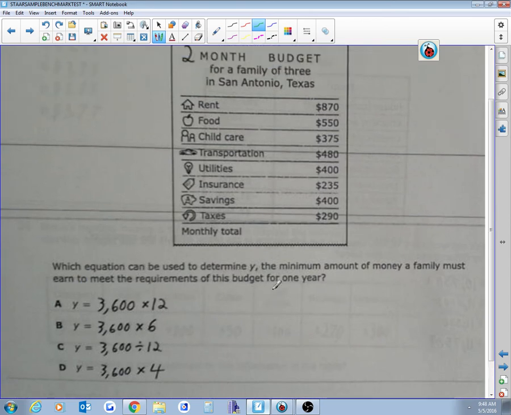Okay, so 1 year is 12 months. And we know this is for 2 months. If I've got my months here, I've got to convert my years to months here. And so I've got 3,600 every 2 months. I want to know for 12 months.